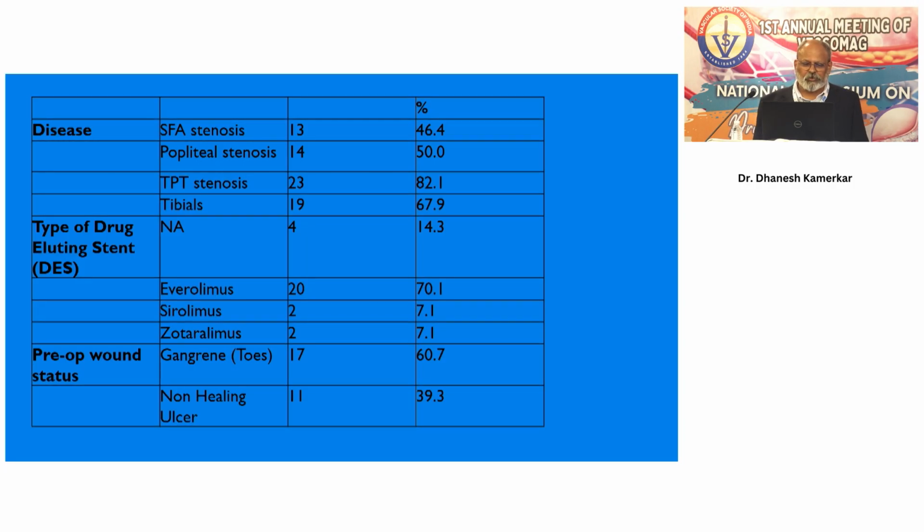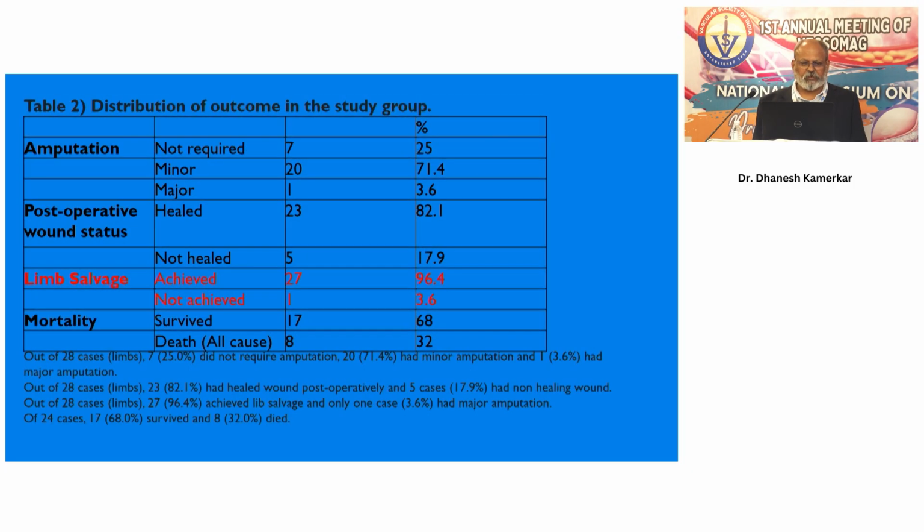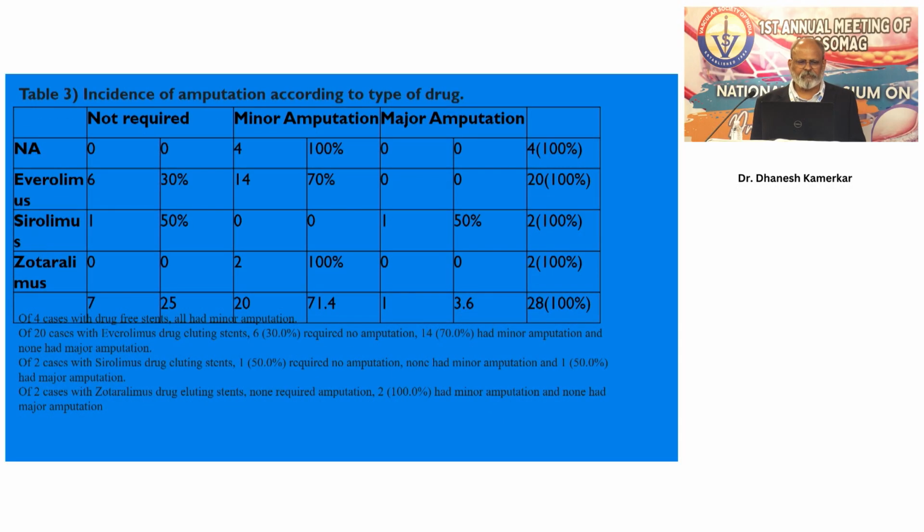17 had gangrene of the toes, and 11 had non-healing ulcers. 7 patients out of these did not require any amputations. 20 had minor amputations, and 1 had a major amputation of all 28 limbs. If we look at the post-operative wound status, 23 had healed completely, 5 did not heal, and in 27 patients we achieved limb salvage. 1 patient had to undergo amputation. When we consider mortality, 17 patients survived, and 8 died because of all-cause mortality.